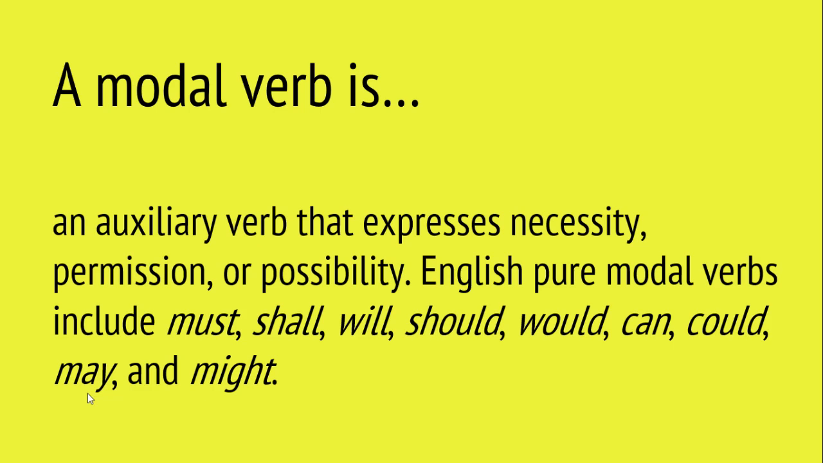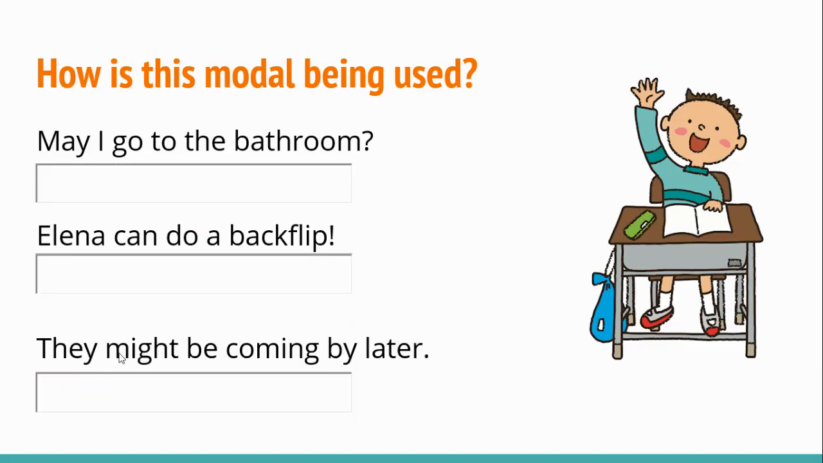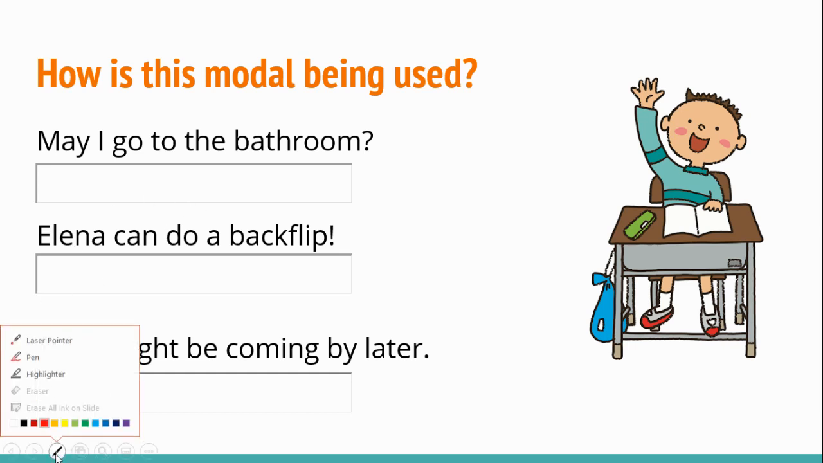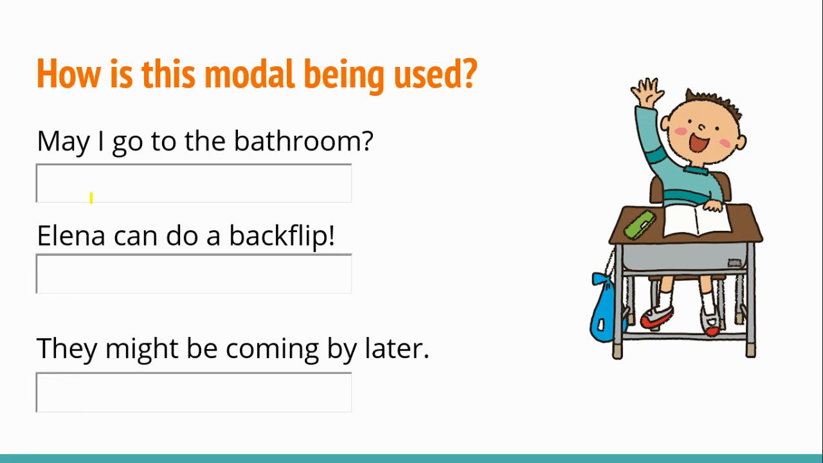So, keeping in mind our uses of expressing necessity, permission, or possibility, and which words are modal verbs, let's move on and see how the modals are being used in these particular sentences. Let's get our happy highlighter and start by finding the modal in this sentence. May I go to the bathroom? As we can look back at the first slide and see, may is our modal here. Let's go through and find the modals in each of these sentences, and then go back and look for their purpose.